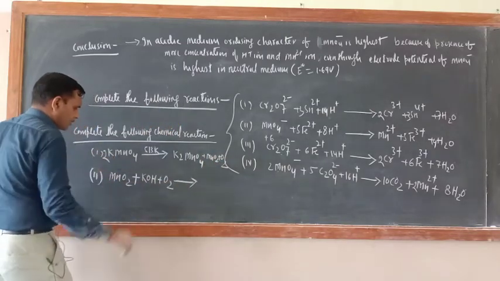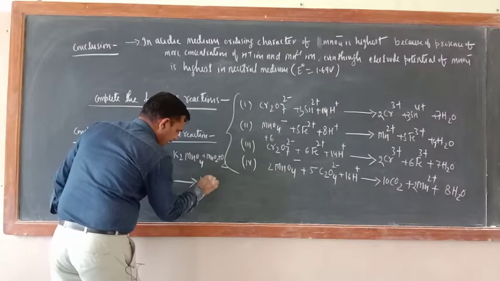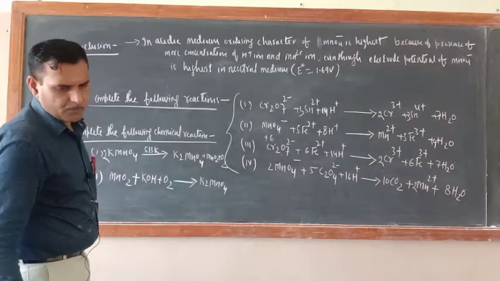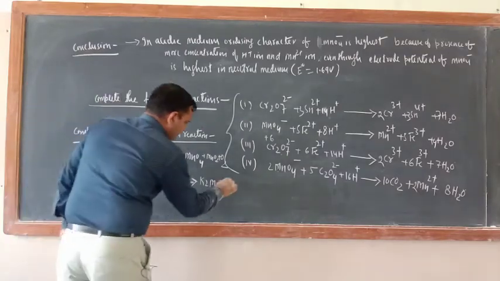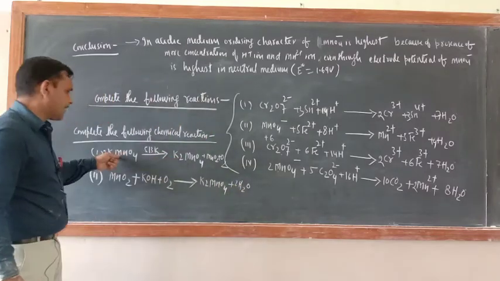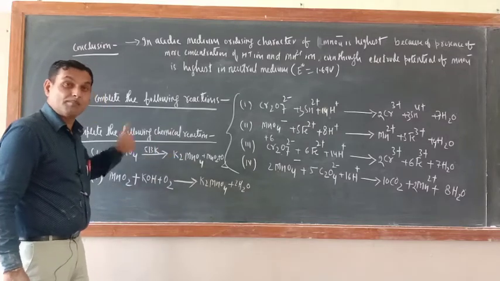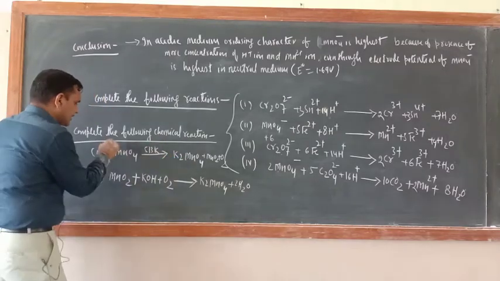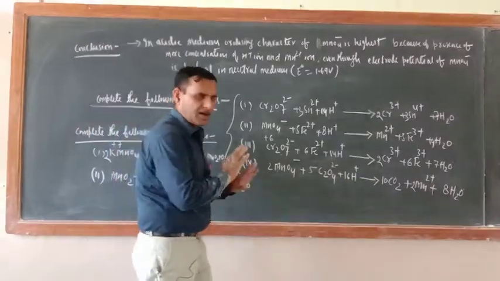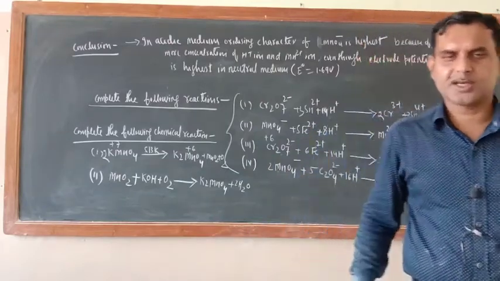Write down 2 here. Now in this case, what is the product? One product is K2MnO4, plus 2H2O. What is K2MnO4? KMnO4 is potassium permanganate, and K2MnO4 is potassium manganate. Here the oxidation state is +7, here +6. Okay, everything on K2Cr2O7 and KMnO4 I have completed.